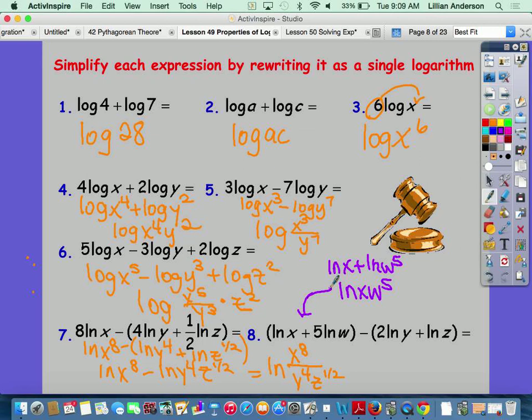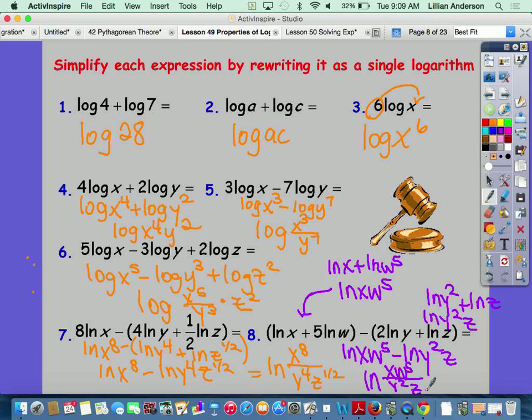Then I guess my second parenthesis, ln y squared, ln z, ln y squared z. So I basically have ln x w to the fifth minus ln y squared z. So what should I do from here? And then you divide. Very good.